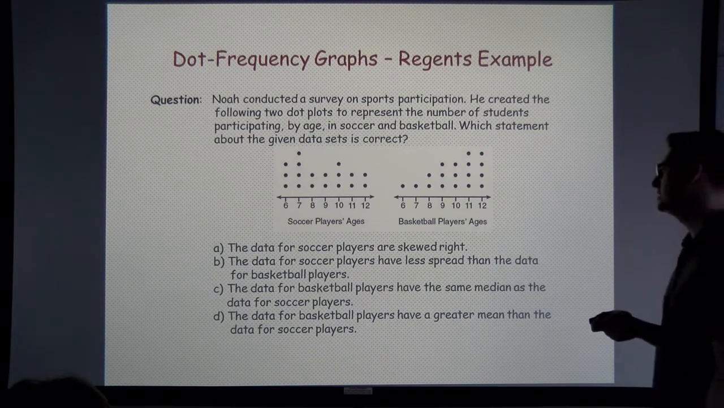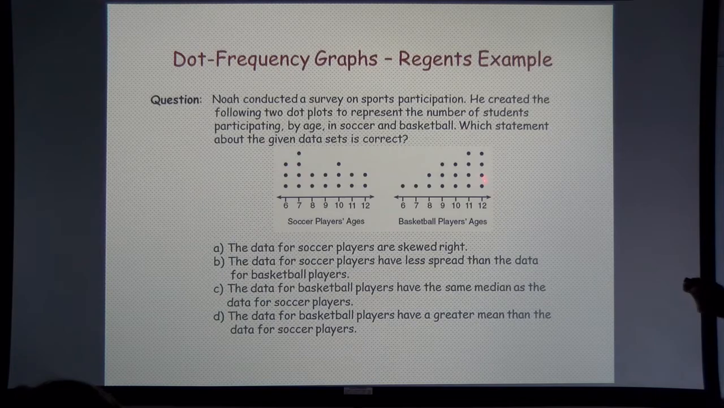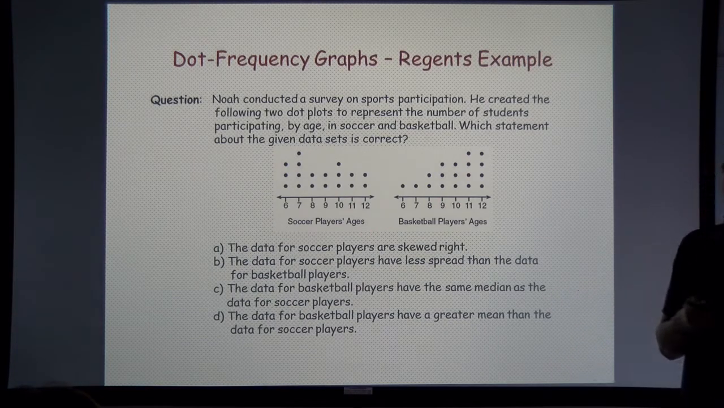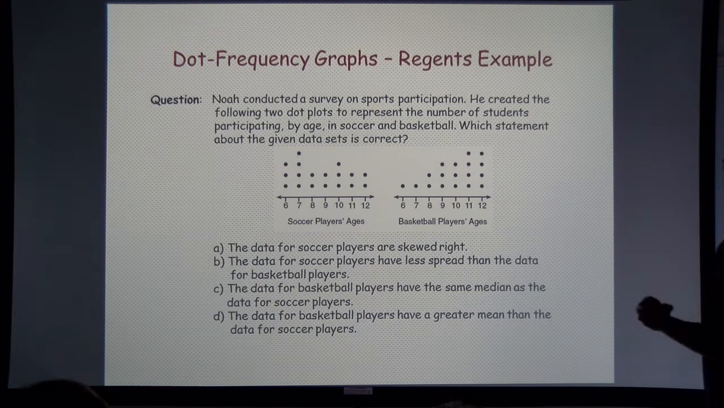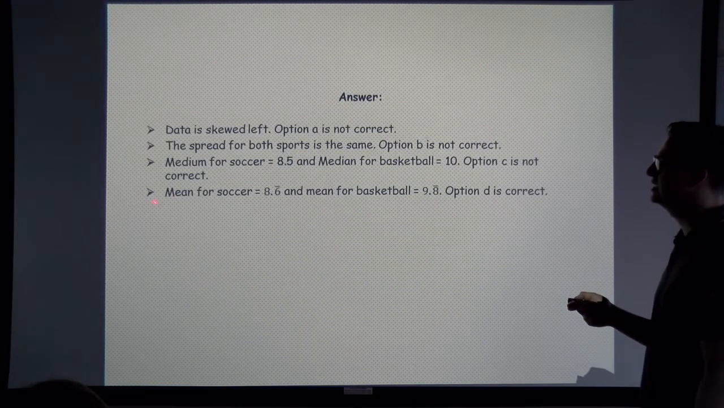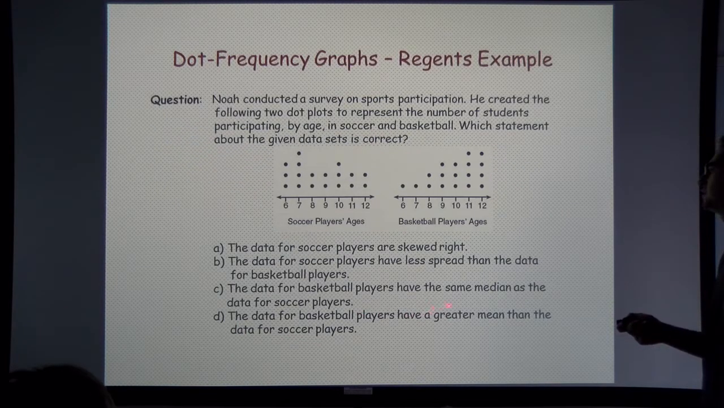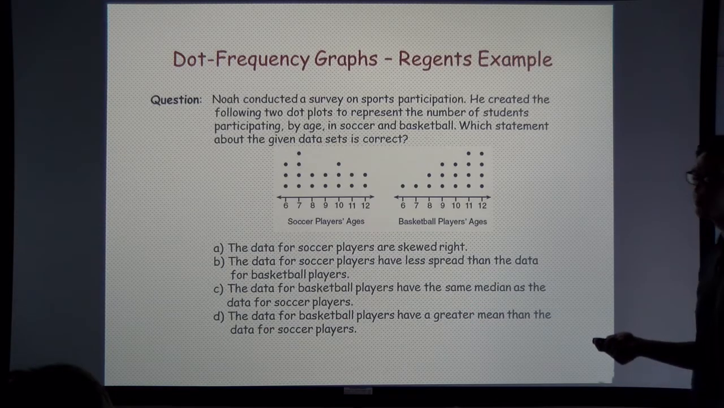And choice D says the data for basketball players have a greater mean than the data for soccer players. So how do I find the mean? What is my mean? What do we think? Your average, right? Remember, to find your average, add up all the data that's given to you and divide it by the number of items you have. So choice D is correct. The mean for soccer players is going to be 8.6 repeating, and the mean for basketball players is going to be 9.8. So choice D, the data for basketball players have a greater mean than the data for soccer players, would be correct.